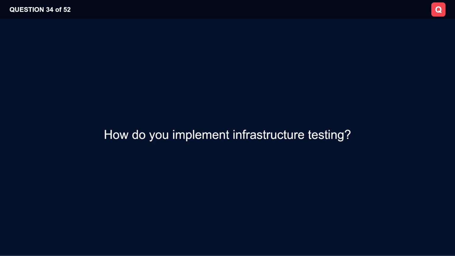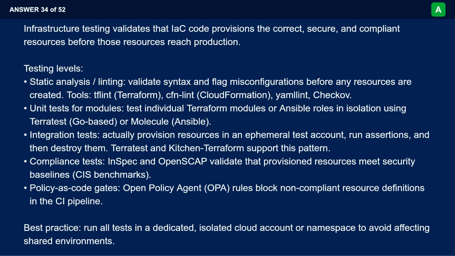How do you implement infrastructure testing? Infrastructure testing validates that IaC code provisions the correct, secure, and compliant resources before those resources reach production. Testing levels. Static analysis/linting. Validate syntax and flag misconfigurations before any resources are created.